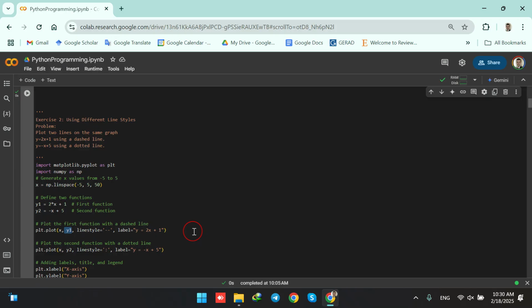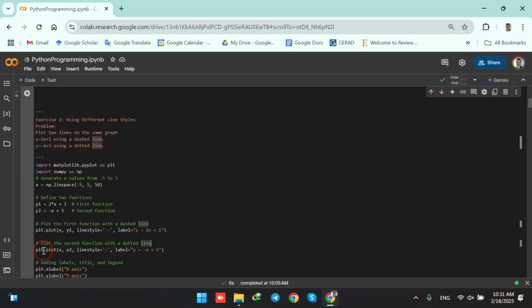Now in order to have a dashed line, we write down linestyle equals, and then in quotes we have two dashes. Okay, with a comma we separate it by a label, so we want to label it because we are drawing two plots in one figure. We need to label it. So this is the label saying that this line plot is for this function, y equals 2 multiplied by x plus 1.